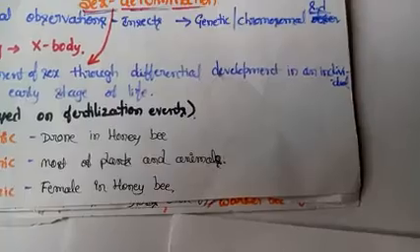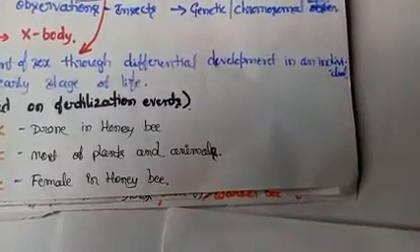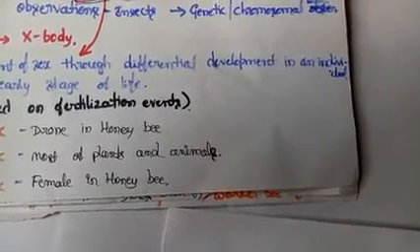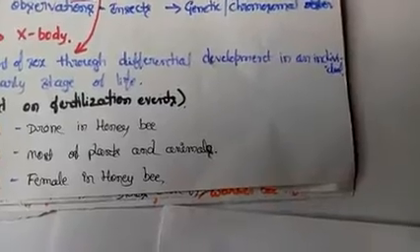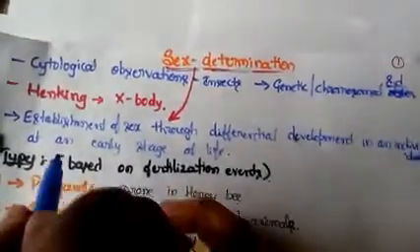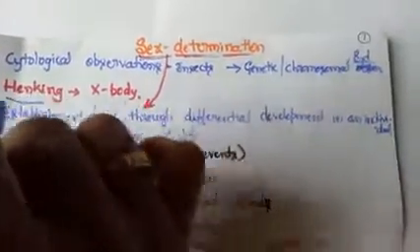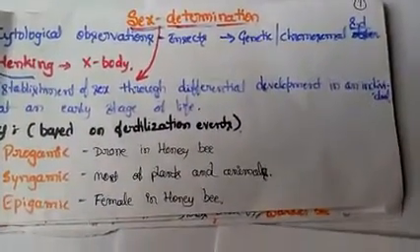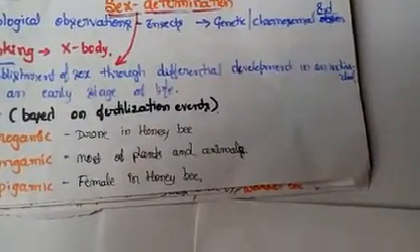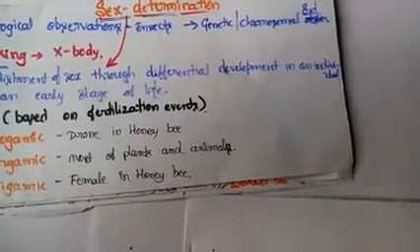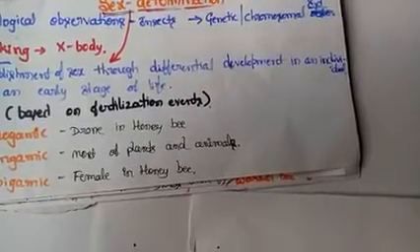So the cytological observation that led to the development of the genetical and chromosomal basis of sex determination was carried out first by Henking. Henking is the person who in 1891 could trace a specific nuclear structure all through the spermatogenesis in a few insects.